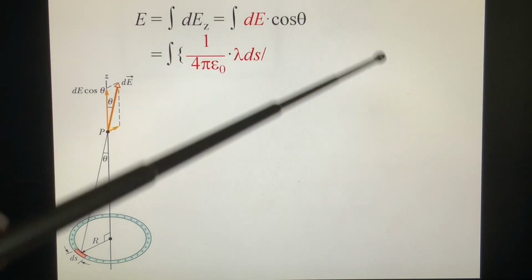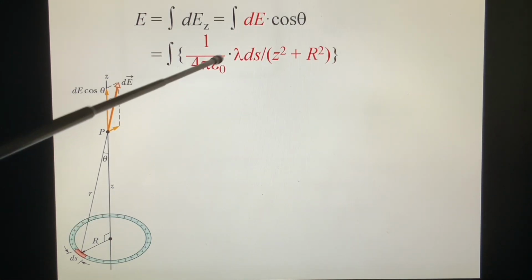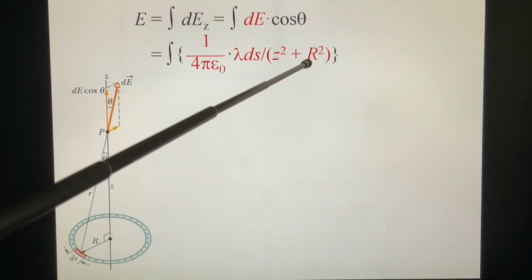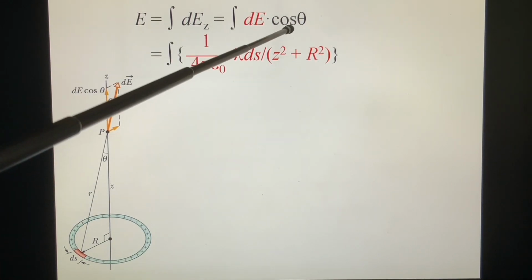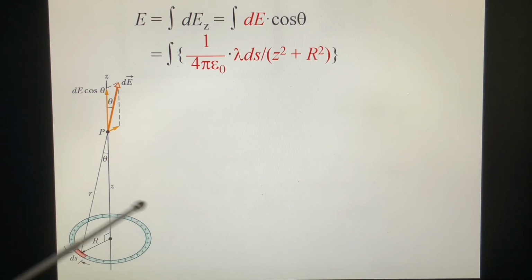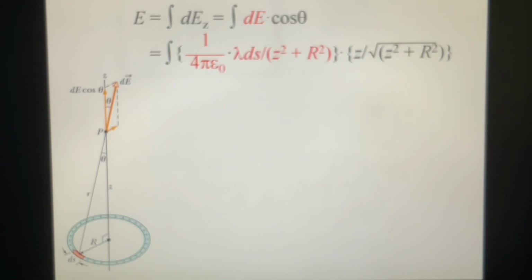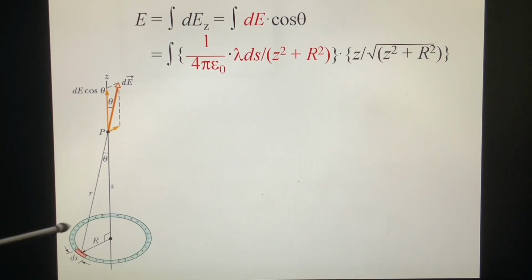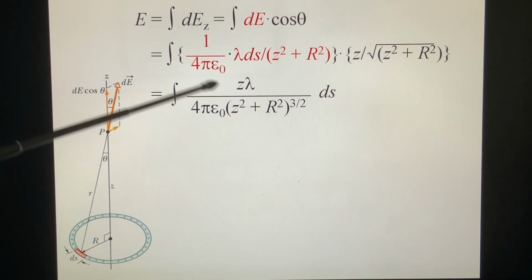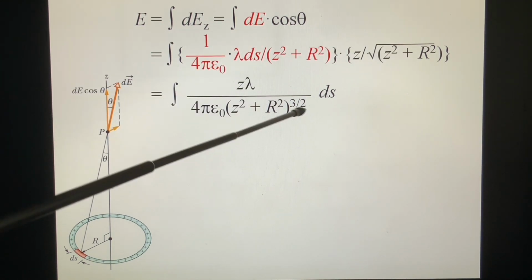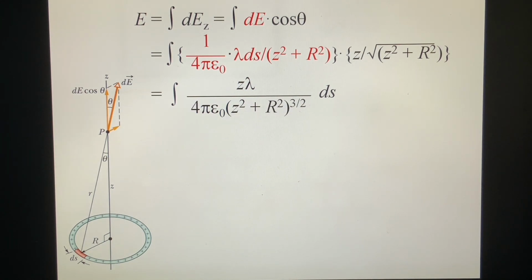We put it in: dE equals 1 over 4 pi epsilon 0, lambda ds over r squared. This is z. Cosine theta equals z over r, and z over r equals z over the square root of z squared plus big R squared. And we do the integration. Let me write it. This is z lambda. This is a square. This is 1. So there is a power of 3 over 2. So we do the integration.